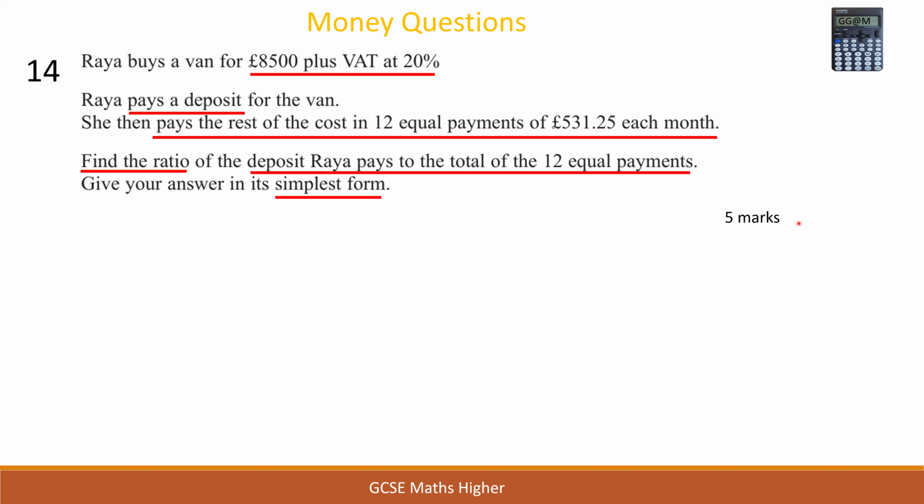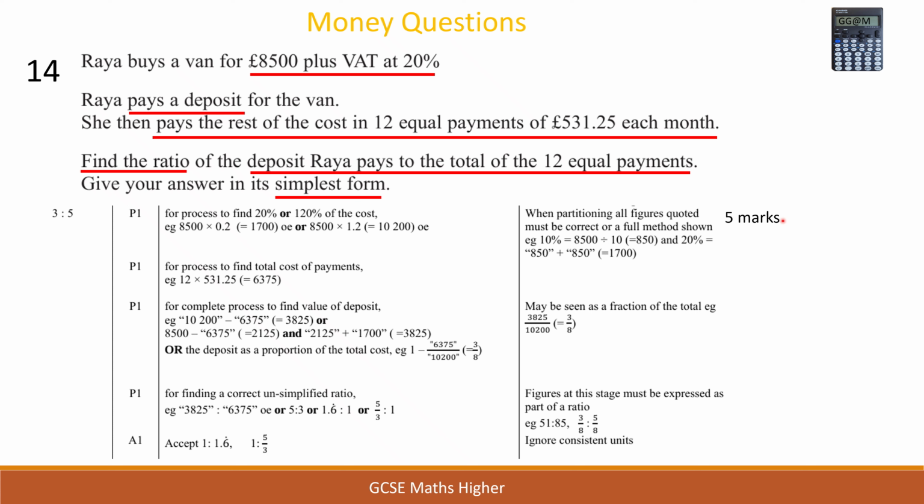This will give you 5 marks. Press pause, have a go at working out the answer. Press play when you're ready to hear the answer. Fantastic. So the mark scheme shows the answer should be 3 to 5. P1 is a process mark. So all these top 3, 4 here are process marks. And A1 is an answer mark. So this is making sure you're showing the correct process, and that will give you a mark.